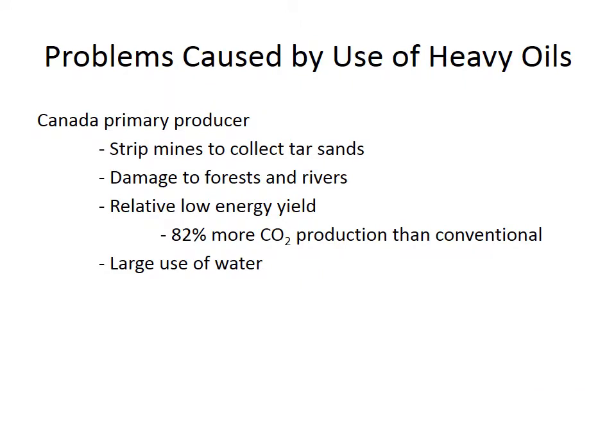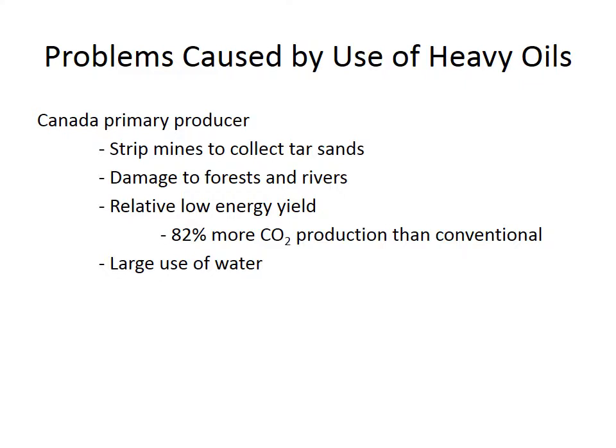We do have some problems that are related to our use of the heavier oils. Those heavy oils being the tar sand oils and the oil shales. Canada right now is our primary producer because they are rich in tar sands. Oil shale production, you're starting to hear a little bit about in the United States, but it is not a big industry yet simply because it produces so much waste and it is so expensive to do.